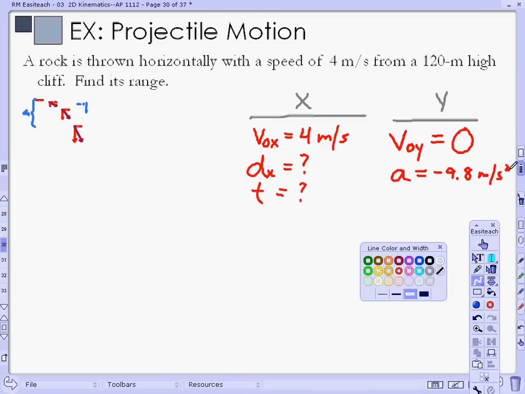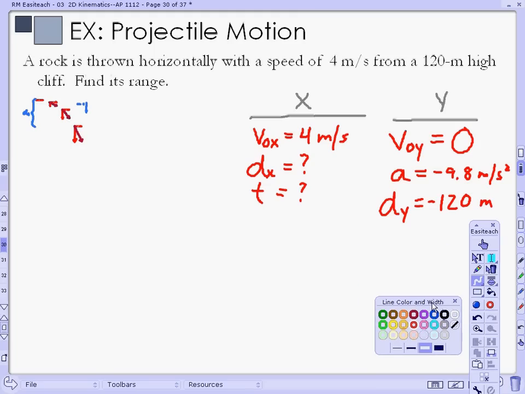The displacement in the y, you may be tempted. Hopefully you can see that the 120 meters is a vertical idea. That is a vertical quantity. But make it negative because this object falls downward. So negative 120 meters. And I want to find time. And that is the thing which will link these two.